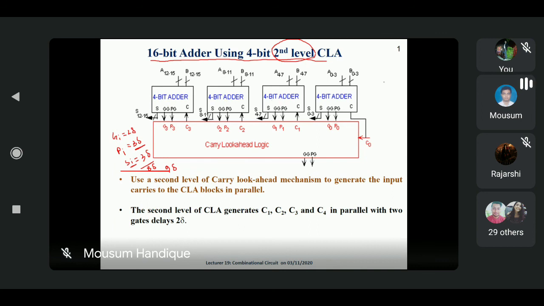Suppose A is one sequence and B is another sequence, and when we use the 4-bit adder, the range is B0 to B3 and A0 to A3.